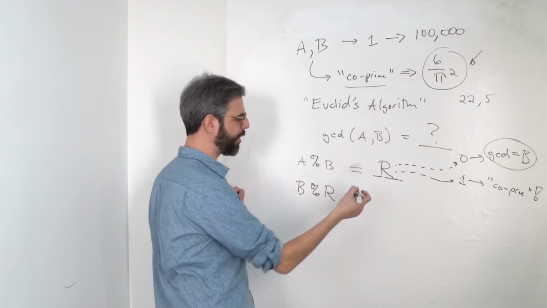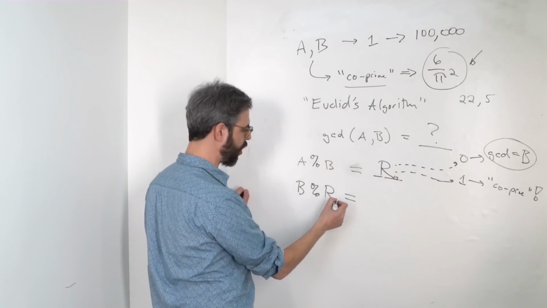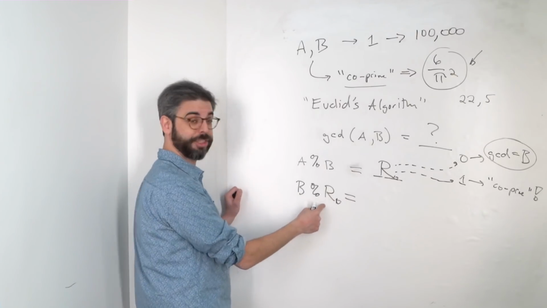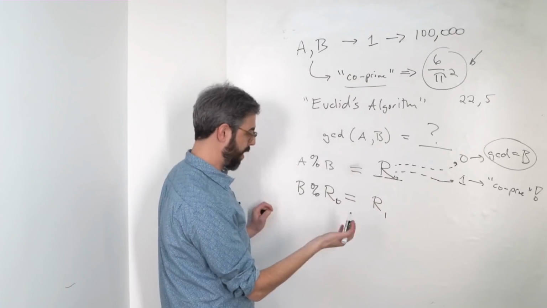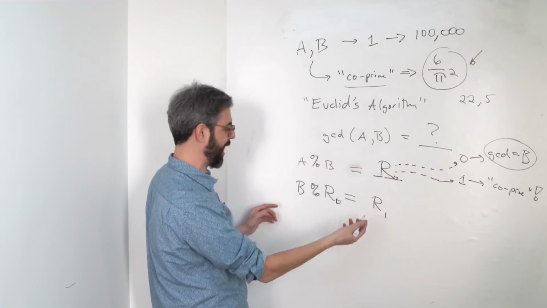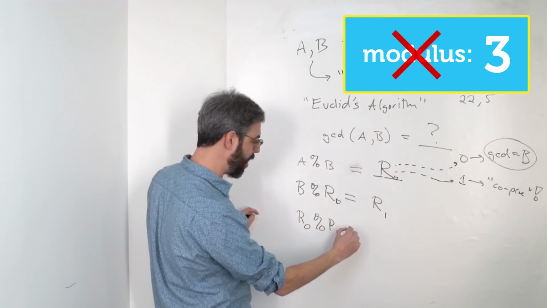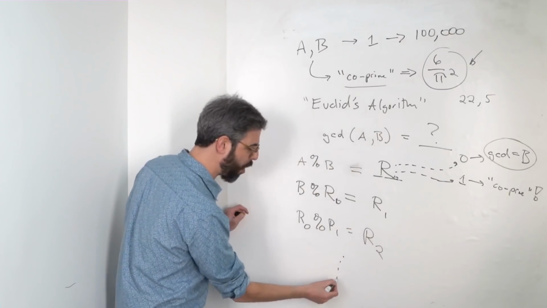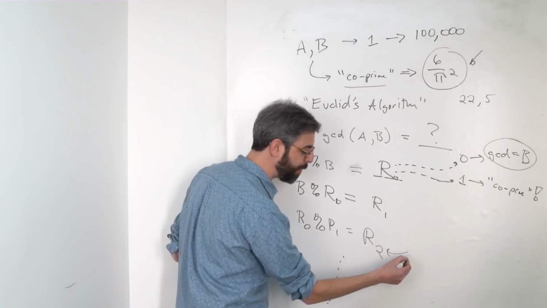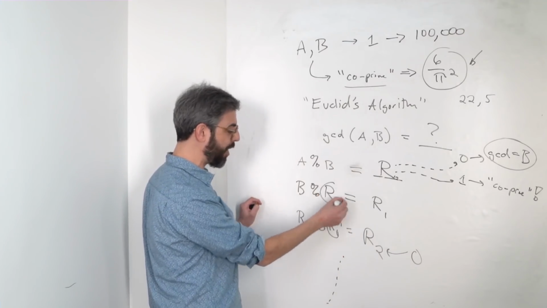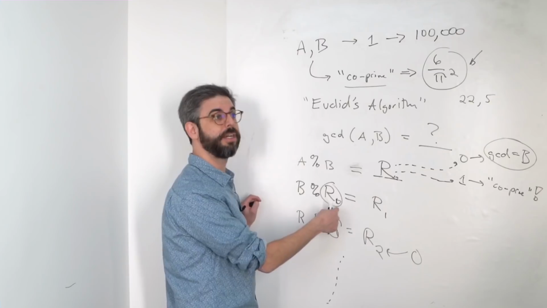I could call this R0 and then call this R1. So, B modulus R0 is R1. And I'm going to do this over and over continuously. So now R0 modulus R1 equals R2. And I keep going and going and going. If ever this becomes 0, then whatever the value is here is the greatest common divisor.